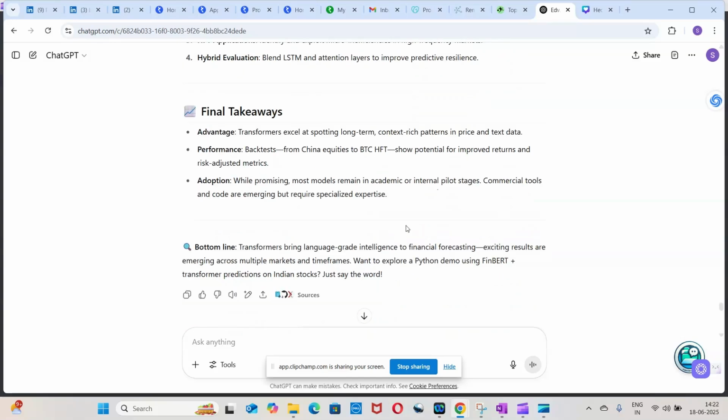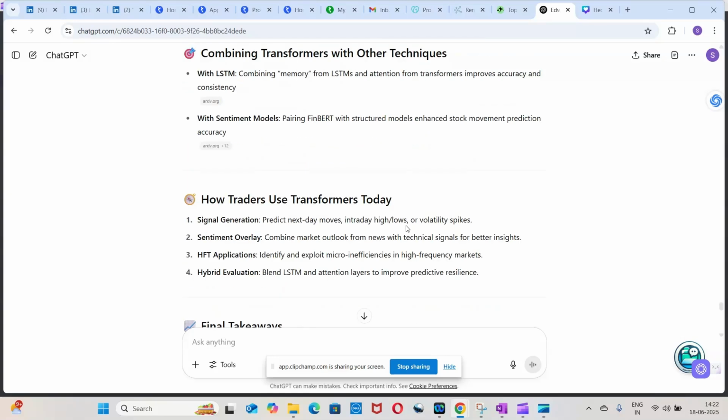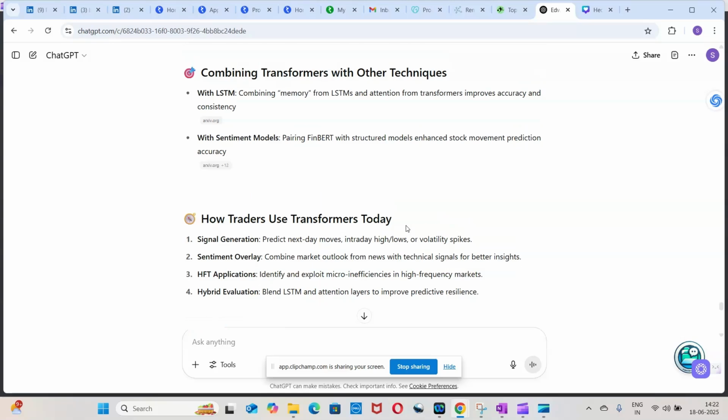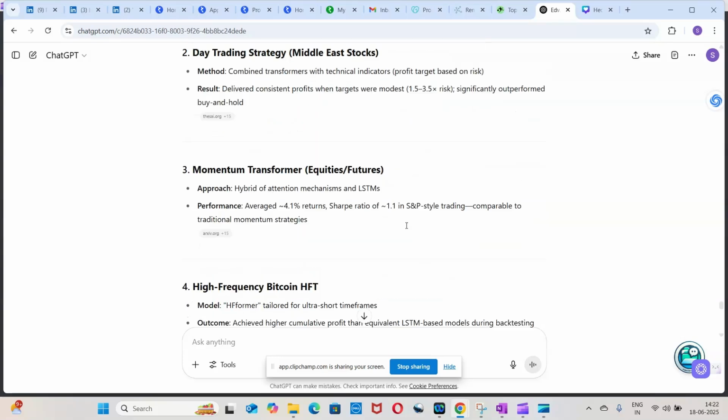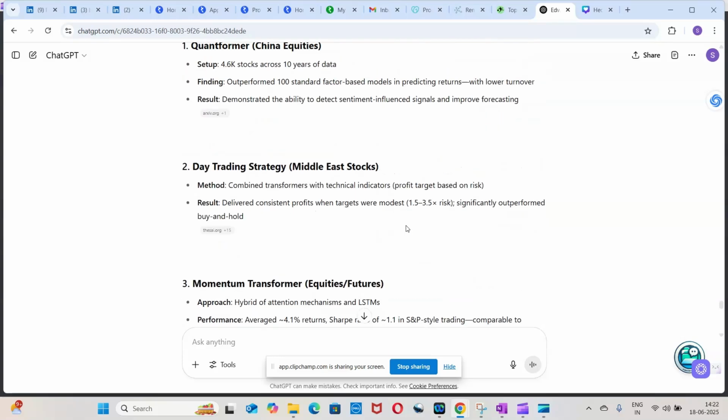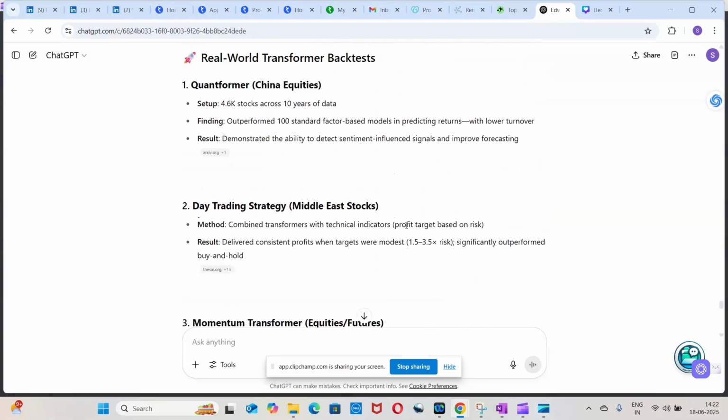Yeah, so all in all, what these transformers are doing is they are bringing language grade intelligence to financial forecasting, and good exciting results are coming across multiple markets and time frames. Okay, so that's the final takeaway, and it's outperforming major traditional LSTM models also, as well as the traditional momentum strategies also in a few of the examples. So that's transformers for you guys today.